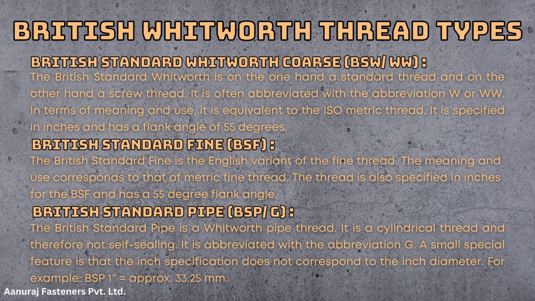British Standard Pipe, that is BSP. The British Standard Pipe is a Whitworth pipe thread. It is a cylindrical thread and therefore not self-sealing. It is abbreviated with the abbreviation G, capital G. A small special feature is that the inch specification does not correspond to the inch diameter. For example, BSP 1 inch is equal to approximately 33.25 mm.